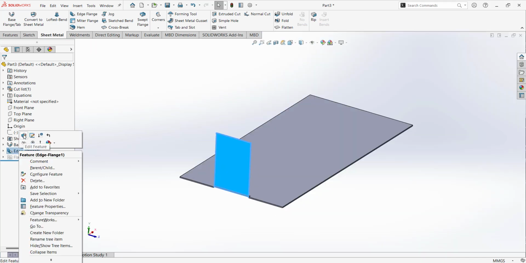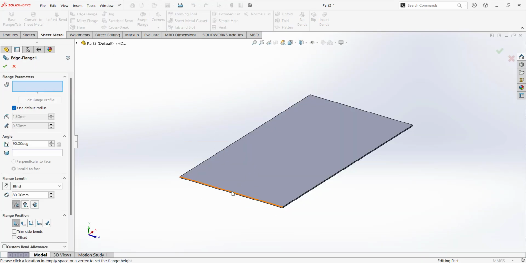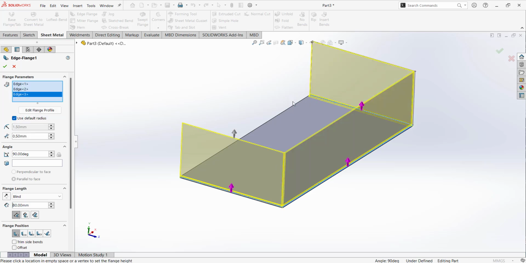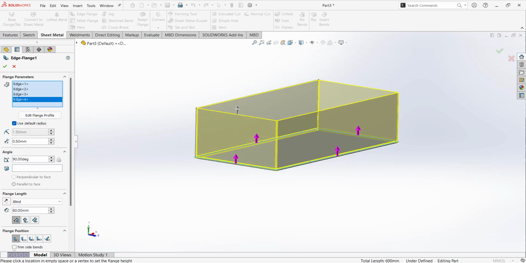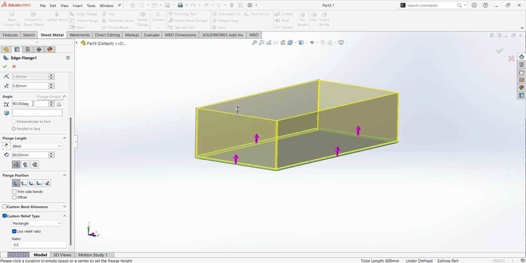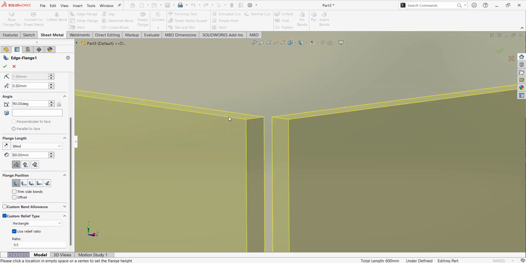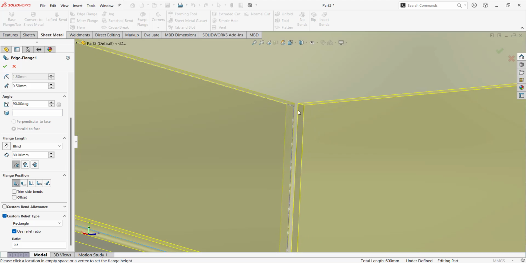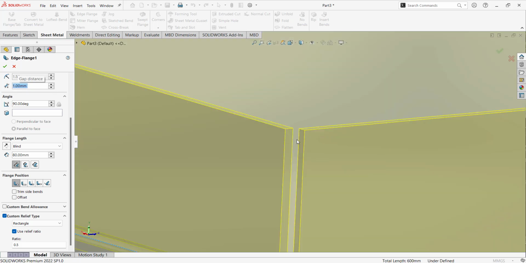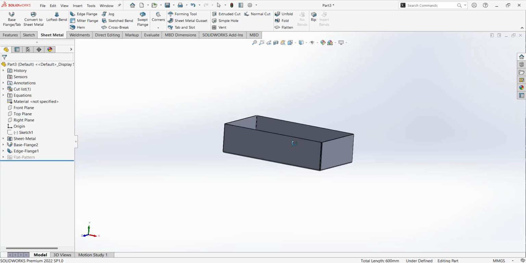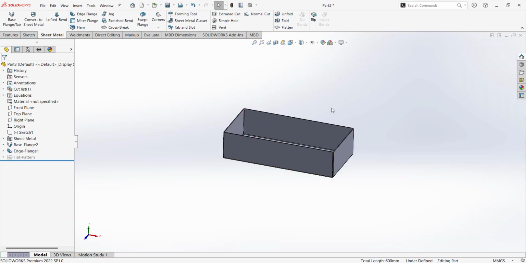Suppose I want multiple flanges together, I'll again go for the flanges option, select the required flange, and you can click on the other edges also to make the edge flanges. All the four side edge flanges are completed here with flange length of 80 mm and angle as 90 degrees. Here you can see the gap as 0.5 mm. Now if you want to change the gap, you can go for the gap option and say 1 mm. Then this gap is updated for each corner, that is 1 mm. Say OK. Now you can see 4 edge flanges are given here.